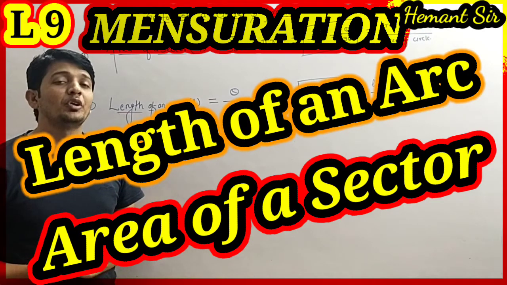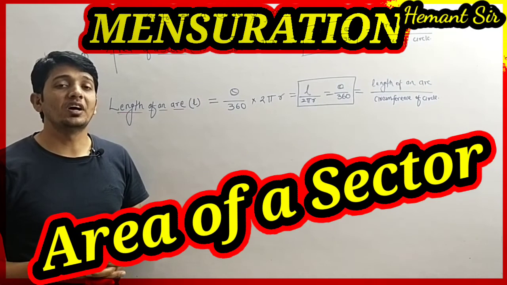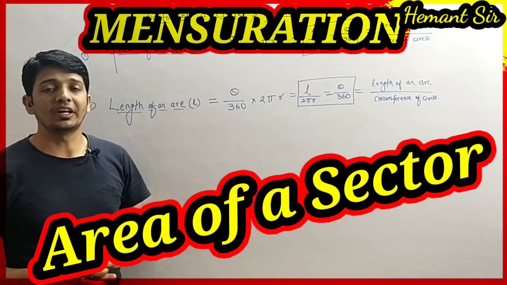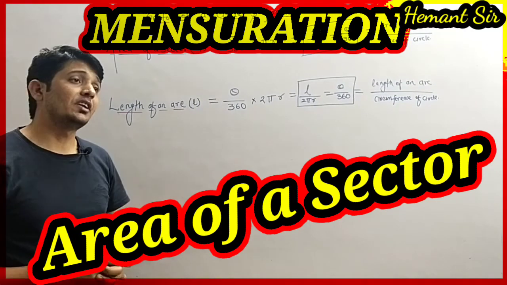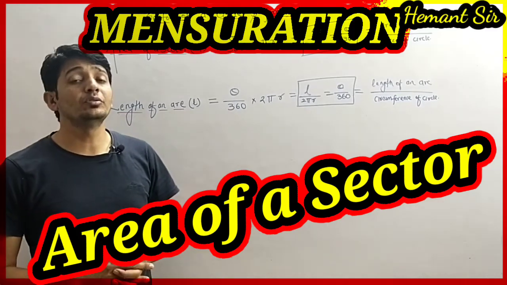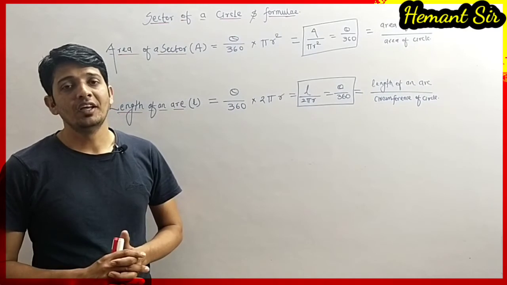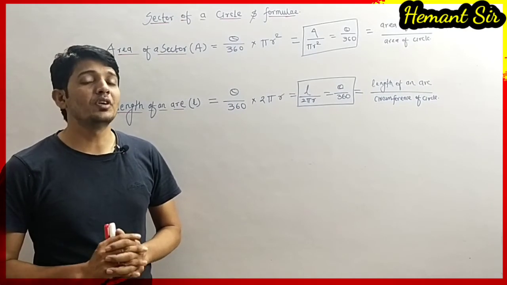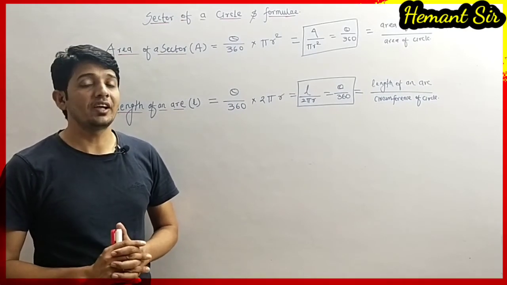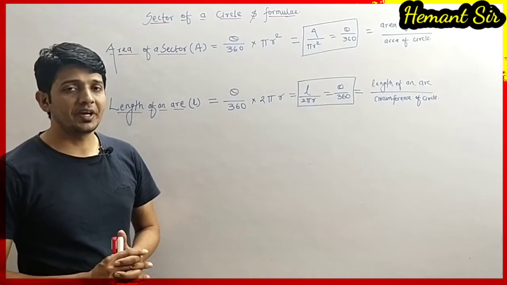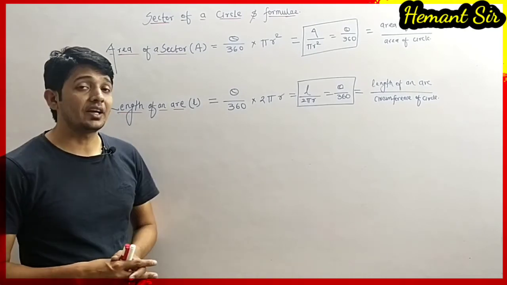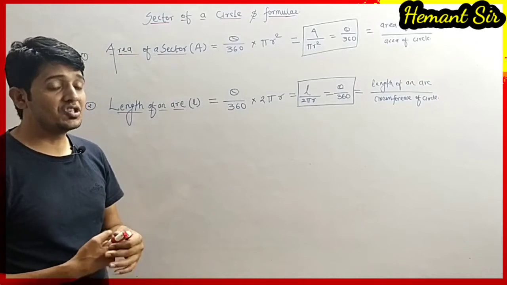So today we are going to start the important formula to understand sector of a circle. In sector of a circle, we will calculate the values for the length of an arc and area of a sector. Okay. So let's understand formula first for area of sector and length of an arc. Okay. So length of an arc and area of a sector that we have to understand first.